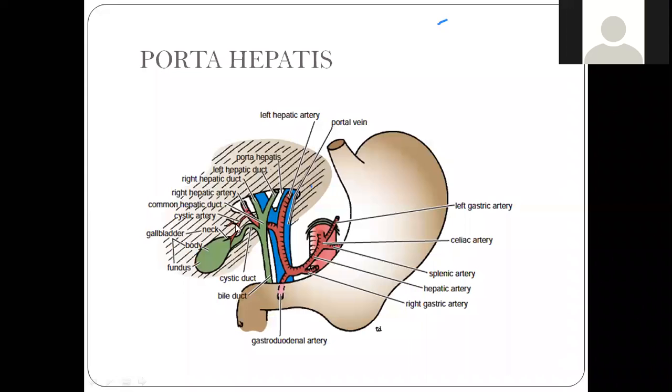Okay. Now what is porta hepatis? Chavi? Chavi is with us. Meghana? Porta hepatis. Ritika, what is porta hepatis? Where the structures enter and exit the liver. See this round area, the place where the structures enter and exit the liver. Very good, that is porta hepatis.